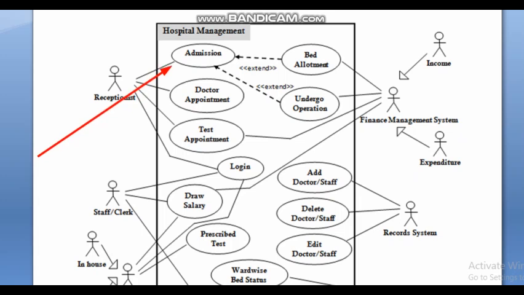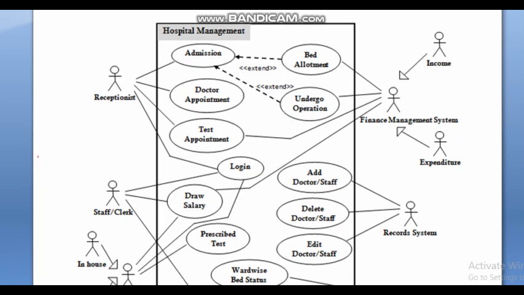So what are the activities? Here you can see the ovals. Ovals are nothing but the processes or activities which are carried out by the related actor. So the reception is going to take the admission of the patient. She is going to take care of doctor appointments, and various other test appointments which are going to be conducted. The receptionist can also take care of the login, right?